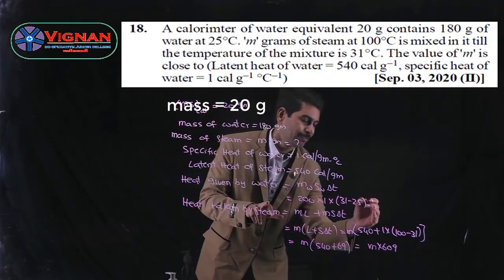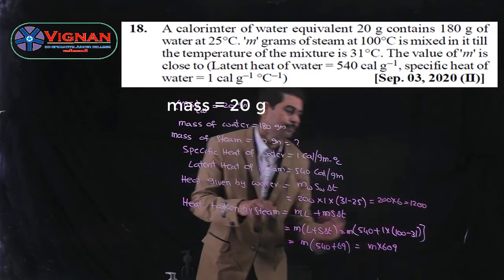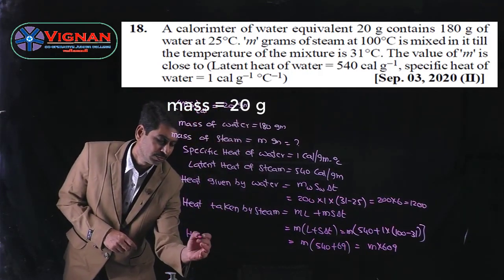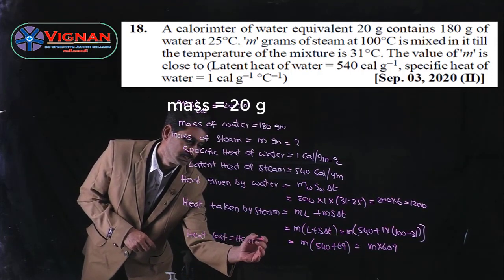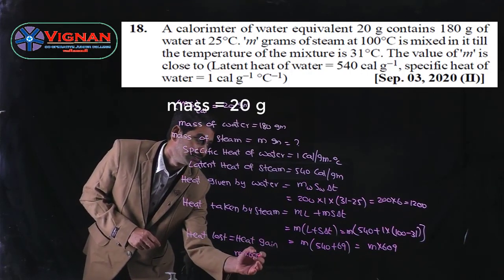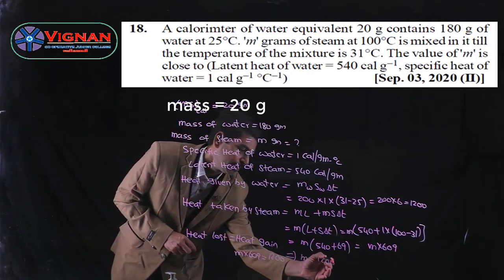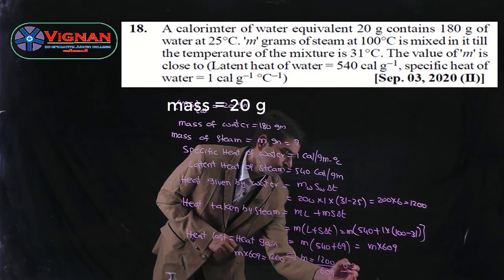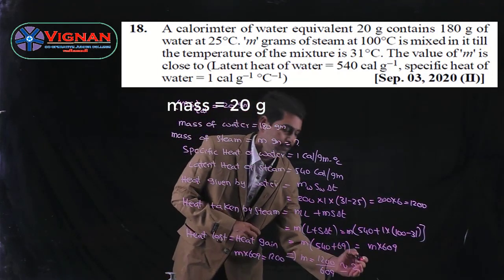This is nothing but heat gained by water is equal to 200 into 6. This is nothing but 1200. And from the principle of calorimetry, heat lost is equal to heat gain. So m into 609 is equal to 1200. So you get m is equal to 1200 by 609. So we get this as approximately 2 grams.